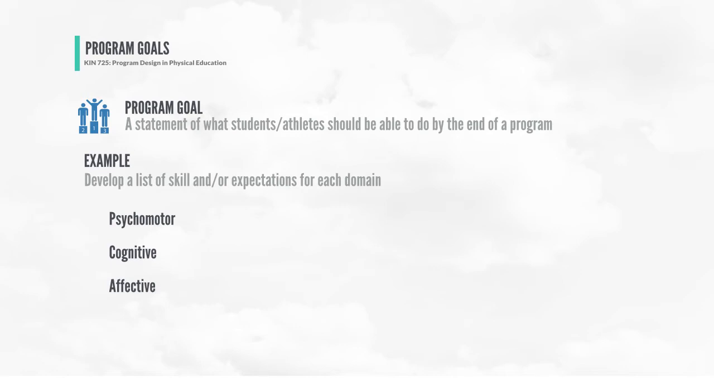A good approach to this is to first write down the learning domains that you're expected to address in your program. Of course, these are psychomotor, cognitive, and affective. Then, create a list of all the things you want your students or athletes to be able to do within each one of these domains.